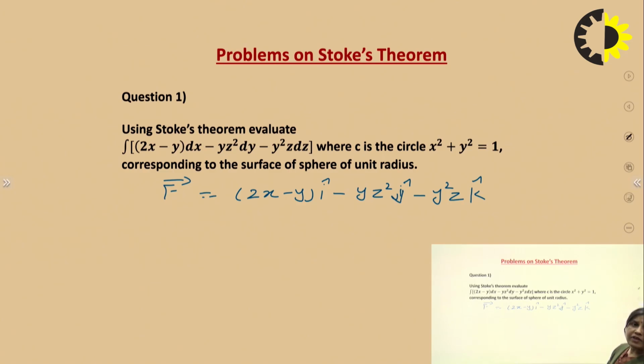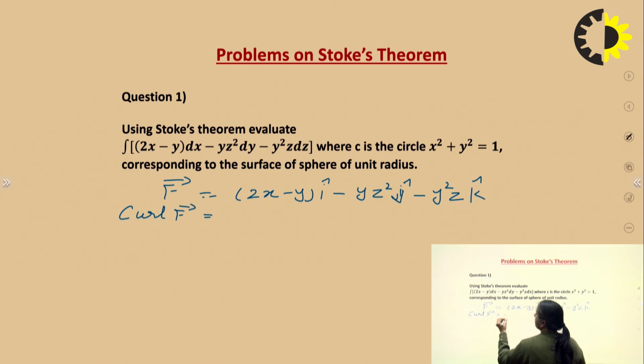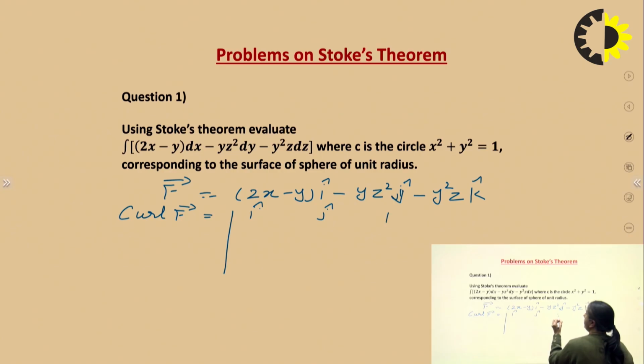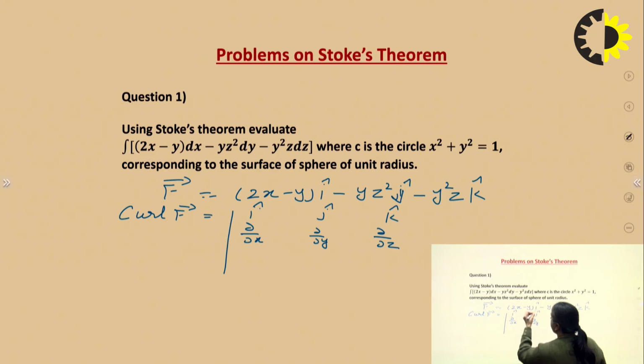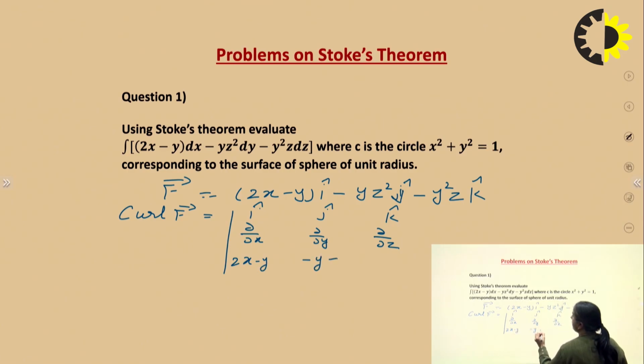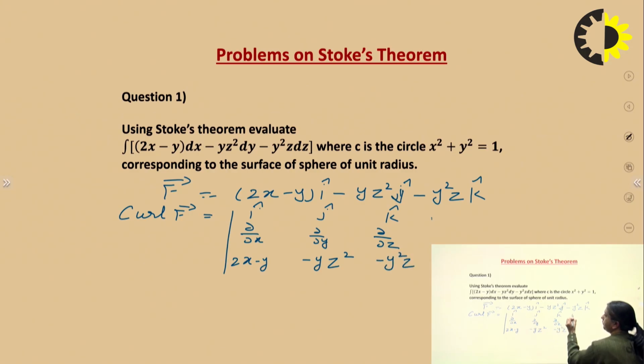First of all, we have to find the curl of this vector F. So if we find the curl of vector F: i cap, j cap and k cap, del by del x, del by del y, del by del z, divided by, in vector F, the coefficient of i cap is 2x minus y, then minus y z square, and minus y square z.